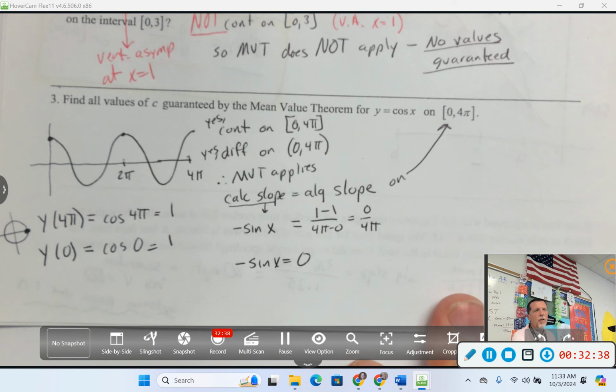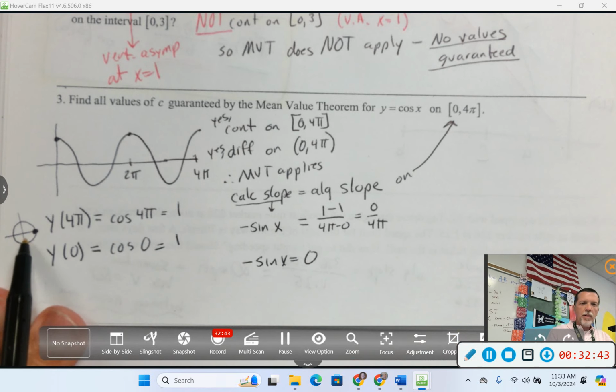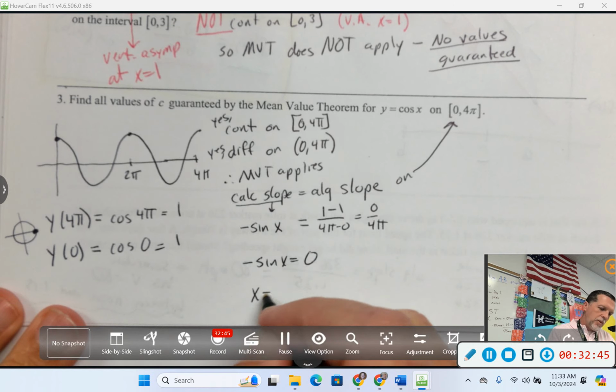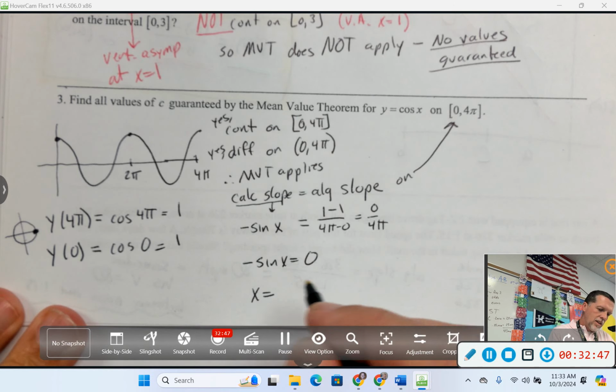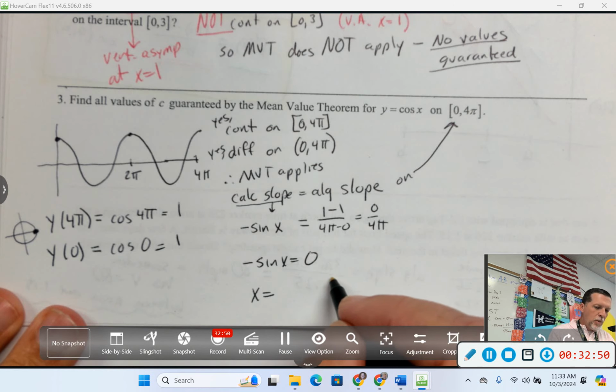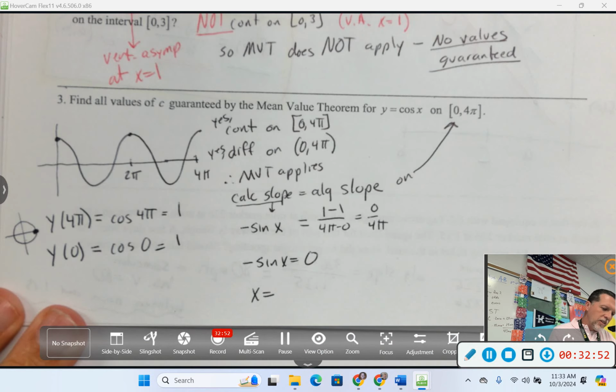So I need to figure out where the sine equals 0. Well, looking back at my unit circle here, that happens at, I mean, 2 pi is one of them, but there's a lot of other places. Where is the sine equal to 0?